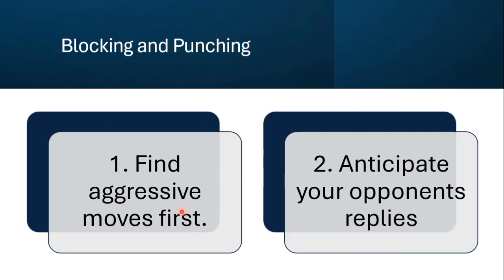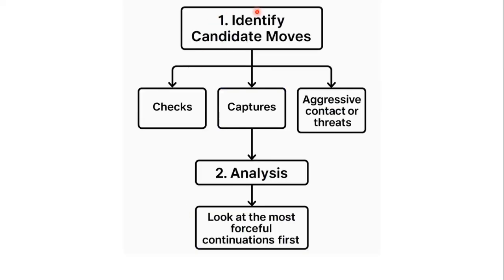Let's look at the first one in more detail. We just follow this schematic, the schema here. In the first place, we look for checks as the most forceful moves. Captures are the second most forceful moves, and moves which make aggressive contact or threats are the third most aggressive moves, but of course it depends on the position. You might find that in some positions captures are the most forceful, or moves which make aggressive contact are the most forceful.